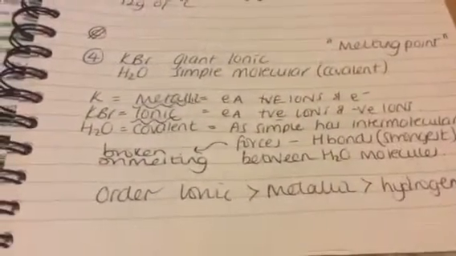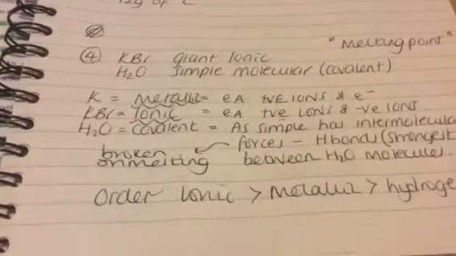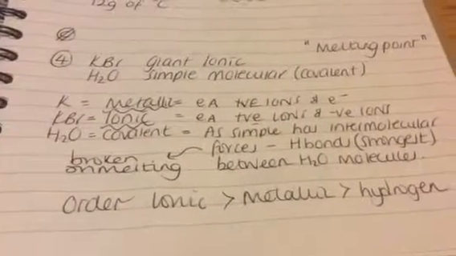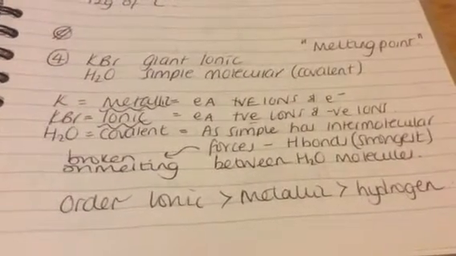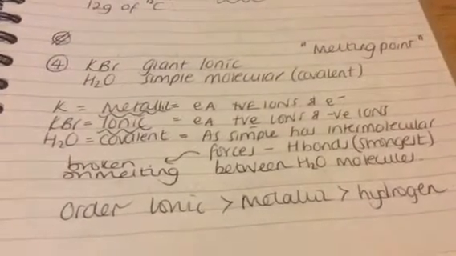In answering this question, I would begin with a few things to recall. We know that potassium is metallic bonding, potassium bromide is ionic, and water is covalent. And state that again in the essay question. Metallic bonding is the electrostatic attraction between positive ions and negative electrons. Ionic bonding is the electrostatic attraction between positive ions and negative ions.